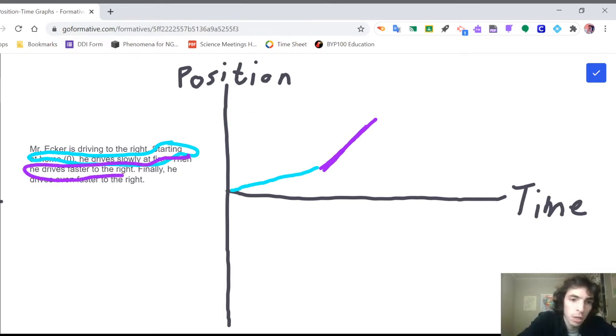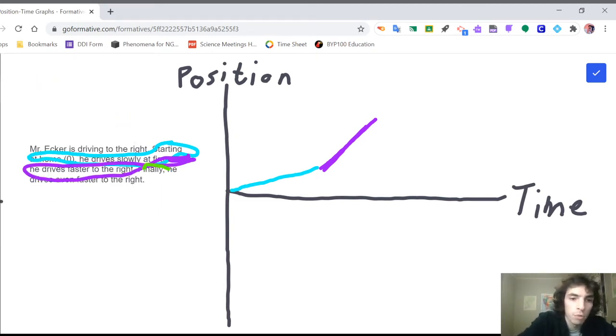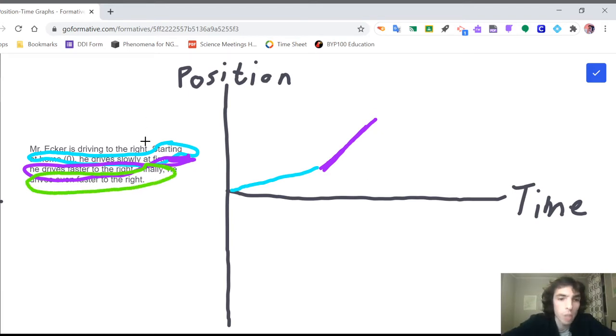section. And then the last section, I am moving even faster to the right. So I start off moving slowly to the right, then a little faster to the right, then even faster to the right. So I need an even steeper slope. That's a pretty messy line, but the point still stands.